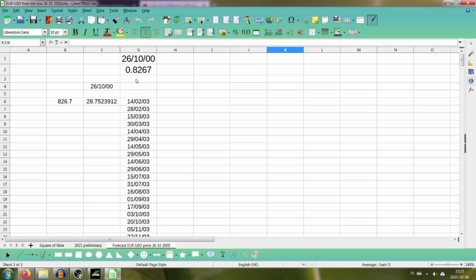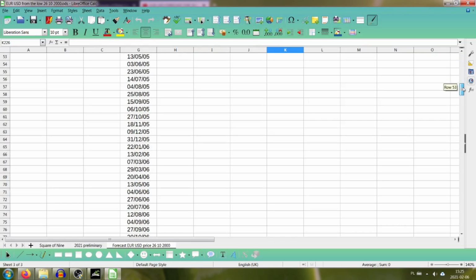This is the price of this instrument, EURUSD, from over 20 years ago. I repeat it, over 20 years ago, on October 26, 2000, EURUSD made an all-time low, and this low was the base for calculating all these reversal dates, all these turning points which are still valid.